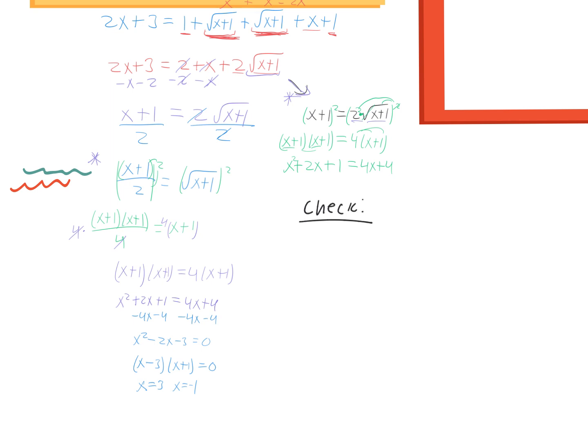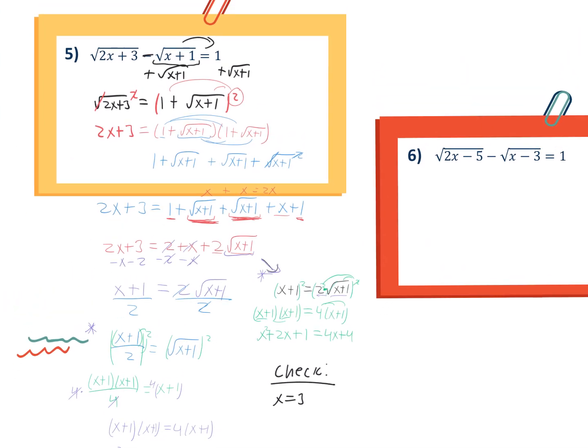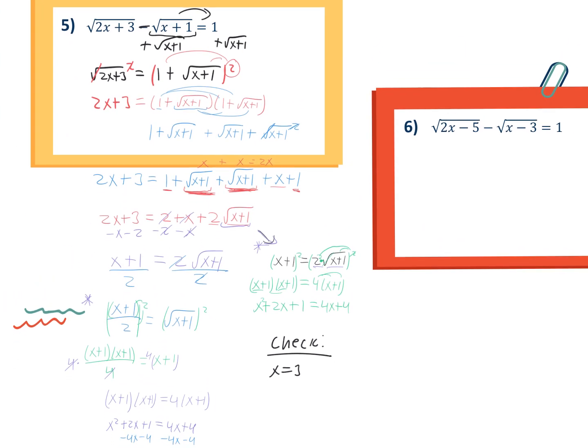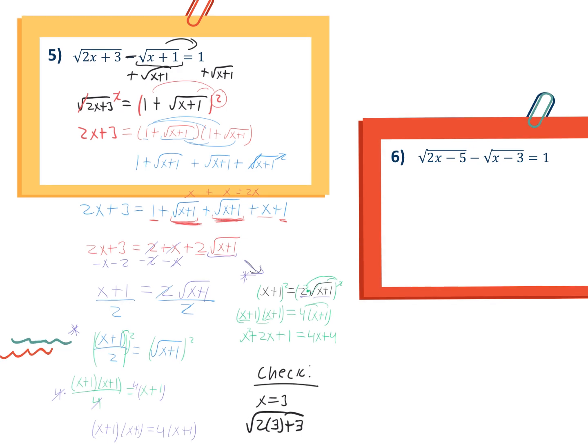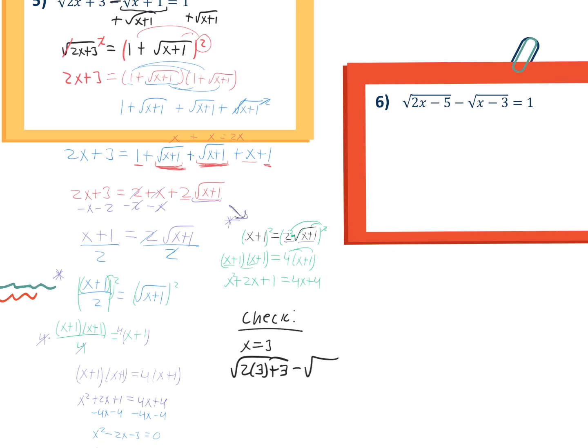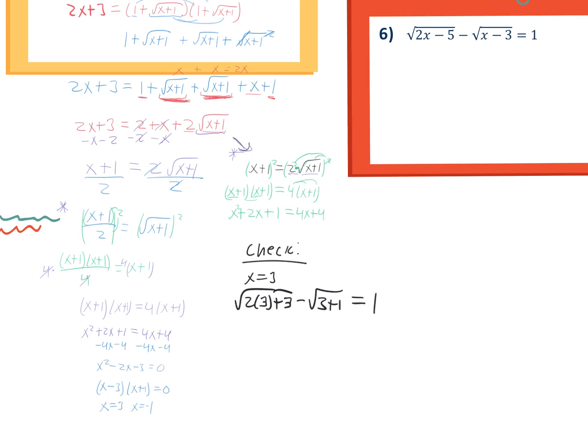So let's plug them in. We get x equals 3. Plugging that into your original equation should get you, right? Let's see our original equation. Square root of 2 times 3 plus 3, minus the square root of 3 plus 1 equals 1? All right, so let's see.